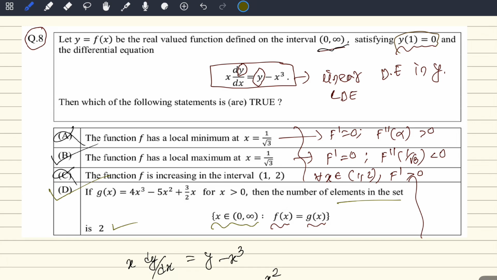So what we got? Options B and D are correct. Since I am explaining the solution, it takes some time, but when you are solving, you can solve it within a few seconds.